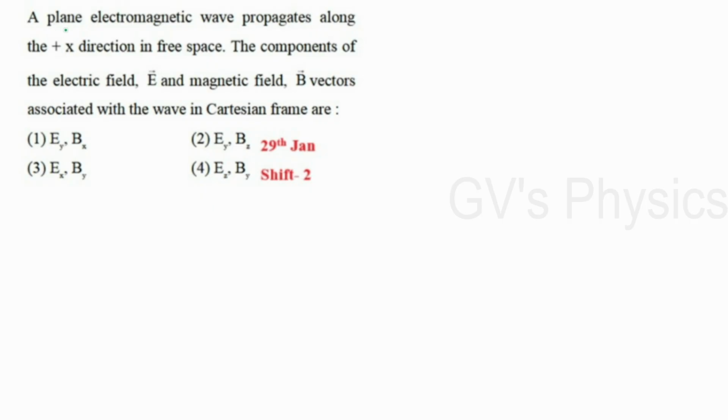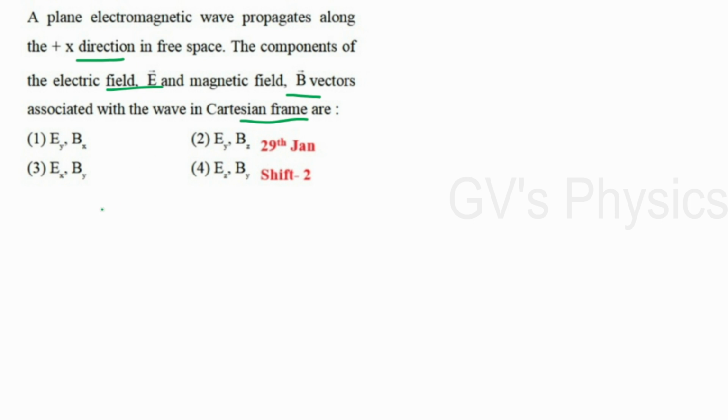Next is a theory question. A plane electromagnetic wave propagating along the positive x direction in free space. The components of the electric field E and magnetic field B vector associated with the wave in the Cartesian frame. So they are asking for the direction of the electric field and magnetic field.